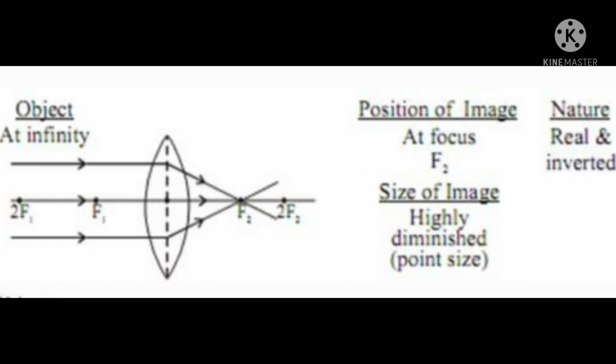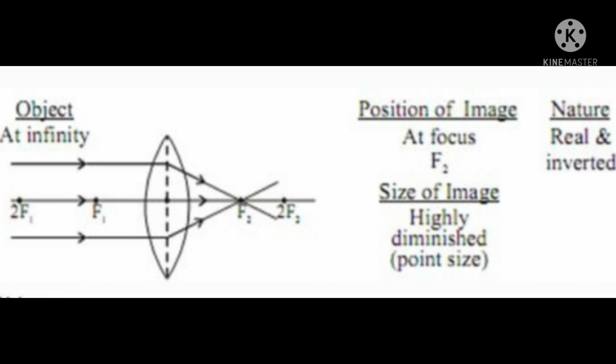And the relative size, what is the size? Highly diminished, point size, highly diminished, small, just a point. Here it is just a dot at f2. The size of image formed, and the nature of the image is real and inverted. Real and inverted, upside down.